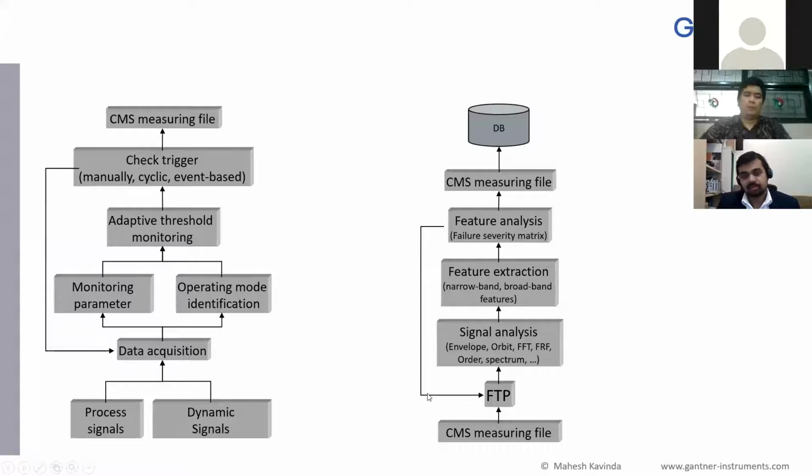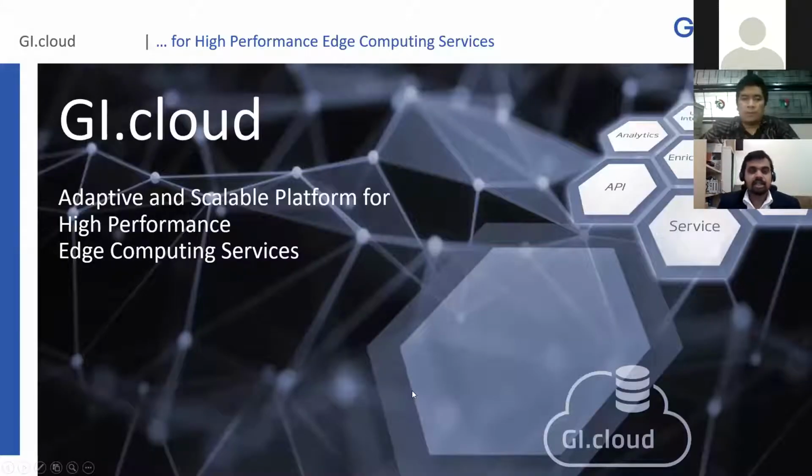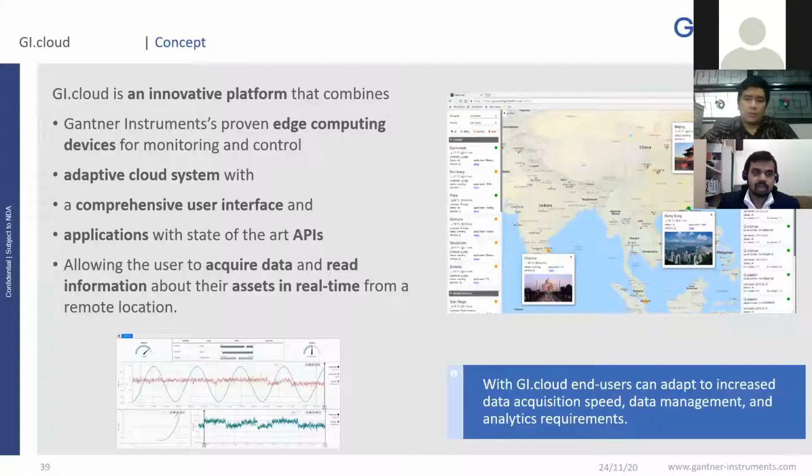And in terms of cloud connectivity for such applications for the long term, we have developed the adaptive cloud system. It's one click, the entire measurement system published on the cloud, as long as we have an internet connection via 4G or 3G or 5G or Wi-Fi. And on top of that, we have given a comprehensive user interface plus applications with state-of-the-art APIs.